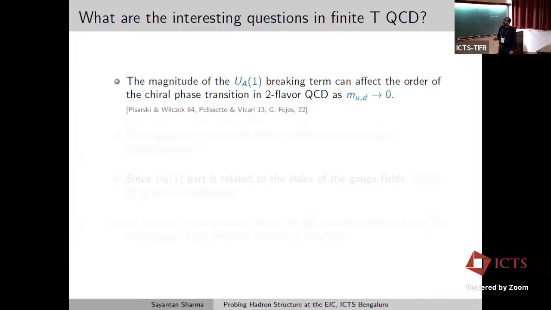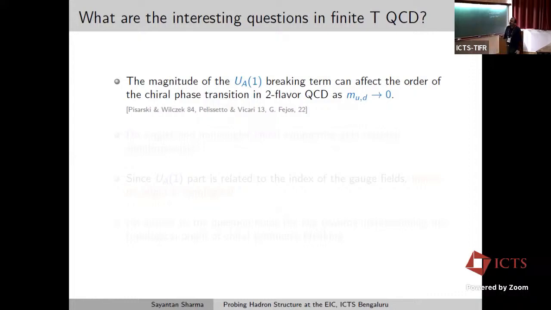For finite temperature, of course, this has been a very interesting problem right from the early 80s. At that time, how much the UA1 breaking was was not known because non-perturbative studies were in their infancy in lattice QCD. So in the literature, these works tried to understand this through effective field theories. And there the UA1 breaking parameter was just a parameter, so one can tune it to different values and see what its effect is.